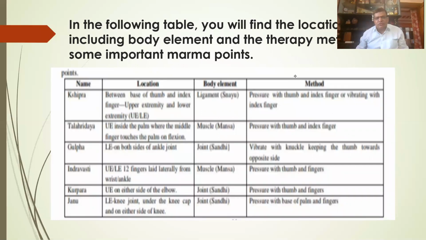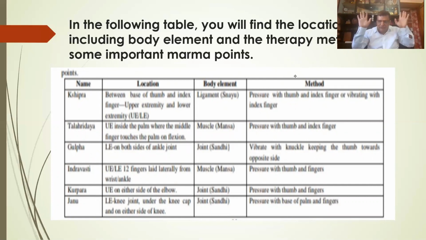And in the following table, you will find the location, including body elements and the therapeutic importance of some important Marma points, like we stimulate the Chipra location. I already explained that it is at the base of the thumb and index finger, and it is present in the upper extremity as well as the lower extremity. So this is a snayu type of Marma, pressure with thumb and index finger or vibrating in this way. This is the way.